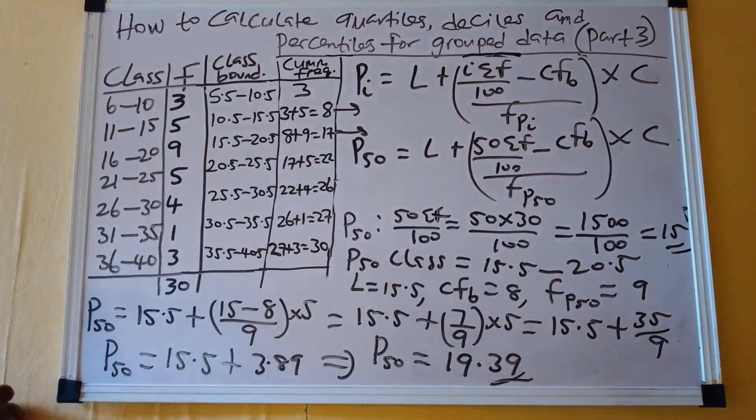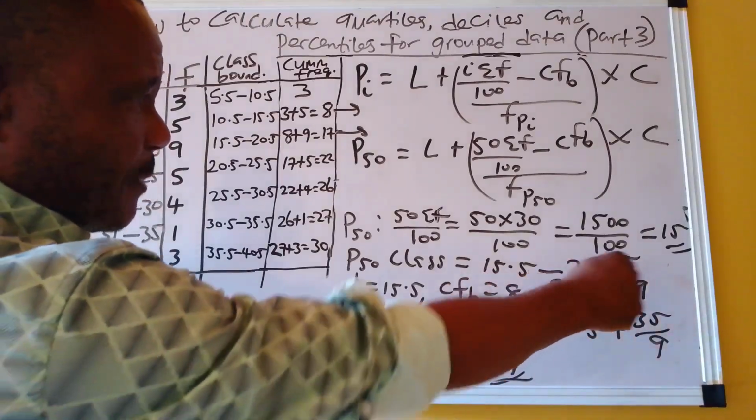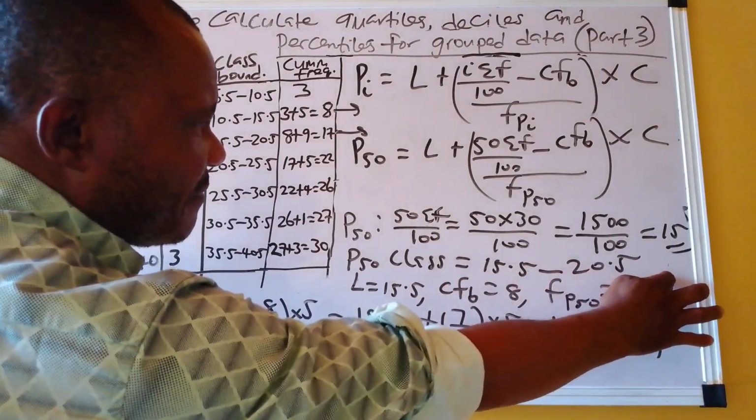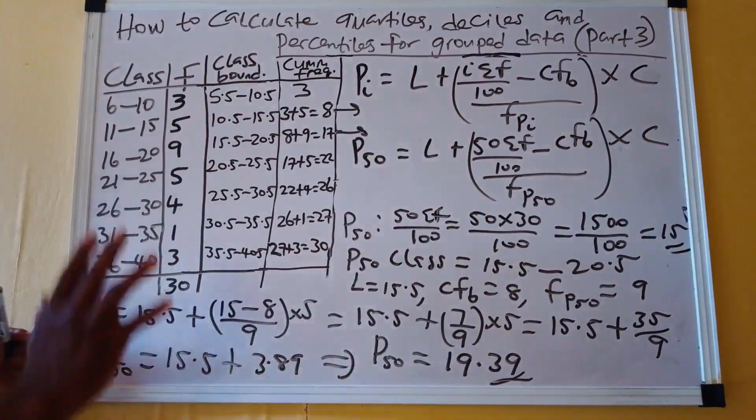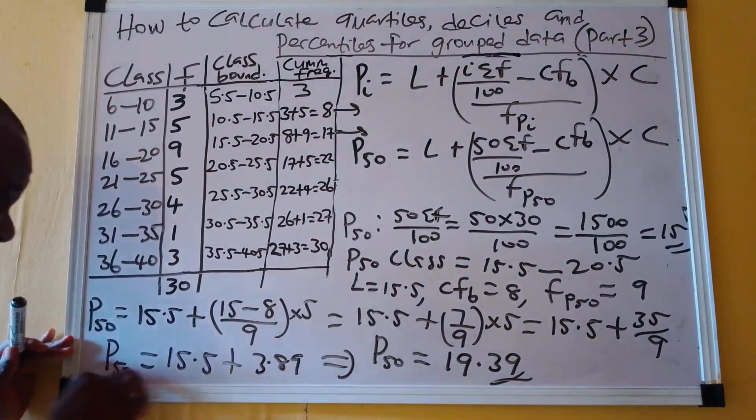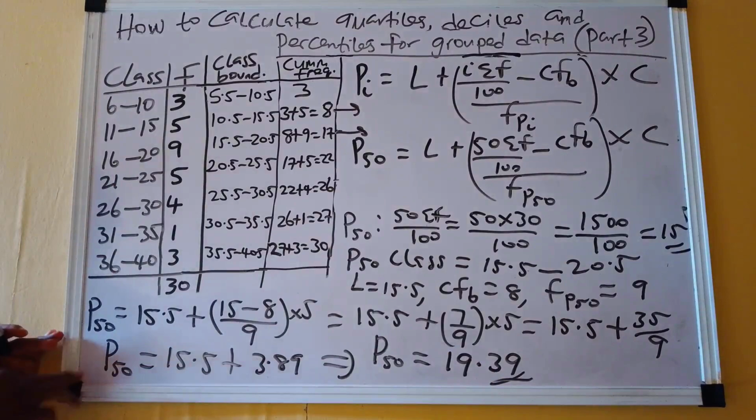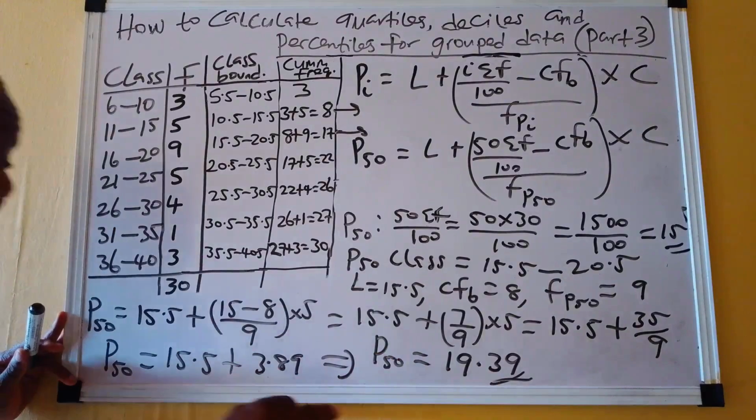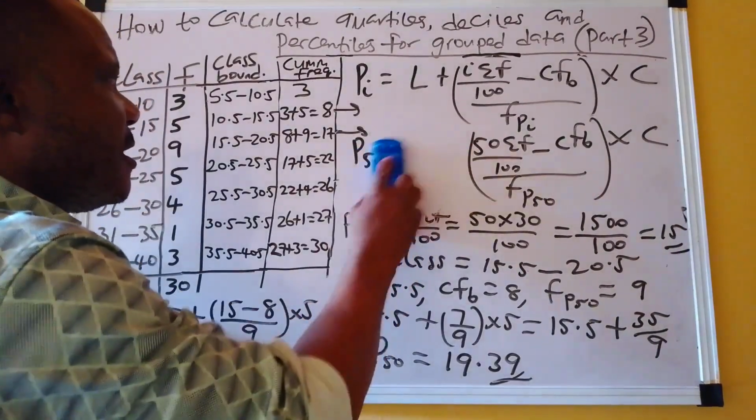Can you see it? So now again, let us check. The P50 class is 15.5 to 20.5, and 19.39 falls within this class. It is not above 20.5 and it's not below 15.5. So we are on track. This is how we calculate the P50, and you can see this value is also equal to the Q2, also equal to the D5, and this is the half of 100. If you look at the Q2, the second quartile we calculated, it was this value we got. If you look at the D5 we calculated, it is the same value we got. So these things are very easy to calculate.